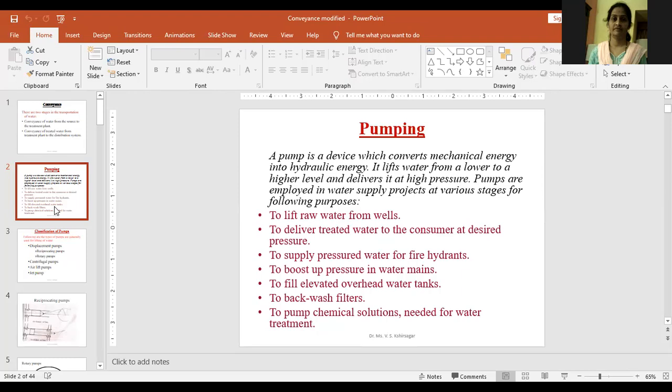To boost up pressure in water means to fill elevated overhead water tanks, as I just showed you. Sometimes for the supply, there may not be proper elevation at the treatment work site. So to get the proper elevation and the optimal pressure at the consumer points, we need to raise the height by constructing the ESR. And then from the ESR, it will go by gravity. But from the treatment plant to the ESR, we need to pump it.